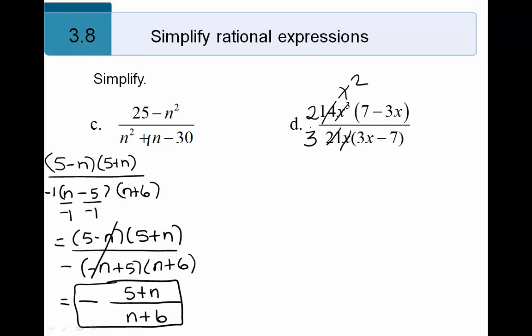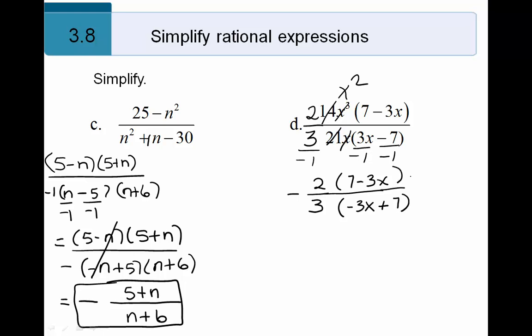Okay? Now, you can see you're going to have to take a negative out of here. Divide by negative 1, divide by negative 1, divide by negative 1. So I'm just going to make that a negative 2/3. So you'll have a 7 minus 3x. 3x divided by negative 1 becomes a negative 3x. Negative 7 divided by negative 1 makes that a positive 7. Well, 7 minus 3x is the same as negative 3x plus 7. So it's divided by itself, equals 1. So this is just going to be equal to negative 2/3.